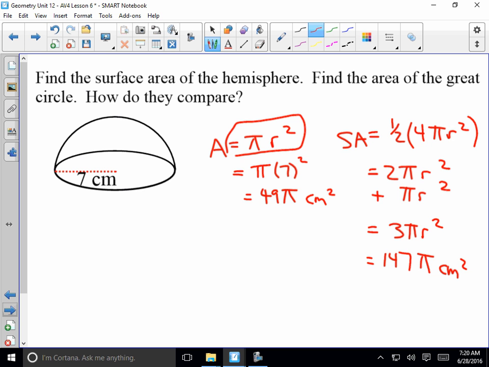So we want to understand that relationship between the great circle, the circle that's at the base, and the overall surface area, which includes the top portion, the rounded portion, plus the circle that is on the bottom.